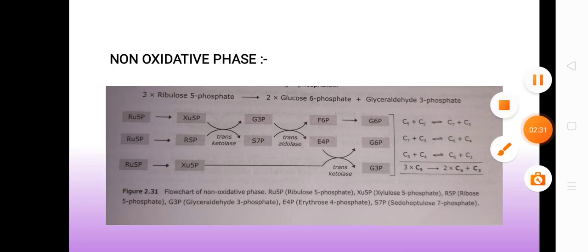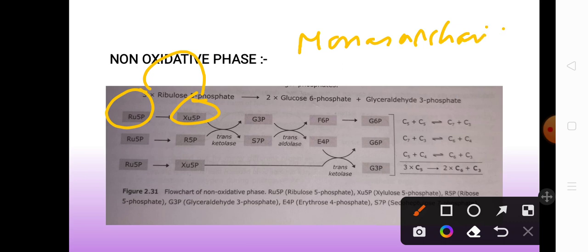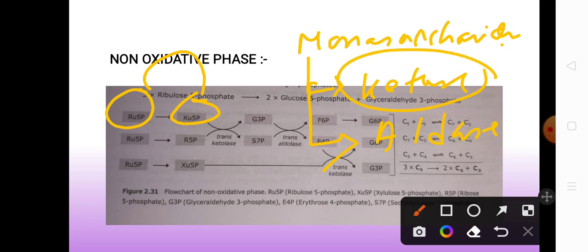Now 3 ribulose 5-phosphate molecules are entering, right? First, 1 ribulose 5-phosphate will be converted into xylulose 5-phosphate. Before talking about this reaction, we should know some basic things about carbohydrates. The basic unit of carbohydrate is known as monosaccharides. On the basis of the functional group they contain, monosaccharides can be divided into two types: ketose and aldose. Ketose means monosaccharide containing a ketone group, and aldose means monosaccharide containing an aldehyde group.